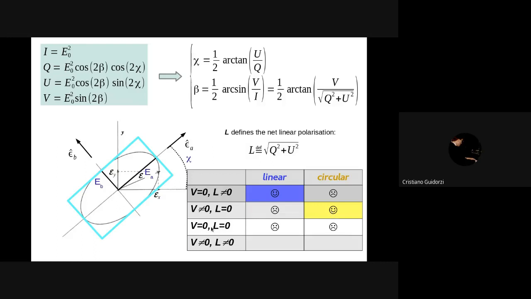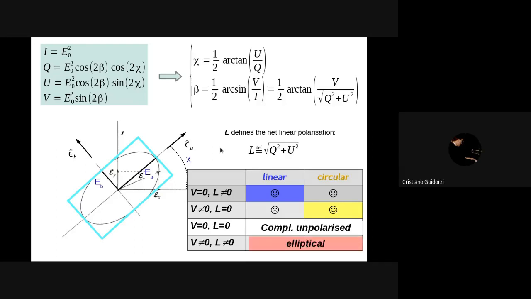Of course, the most uninteresting case is the case in which you have no polarization at all. So if you look at the definition of L, it means that V, Q, and I, all of them are 0. And we already know that in this case, the total degree of polarization is 0. No polarization at all, neither linear nor circular. While in the last case, in which both parameters are different from 0, what does this mean?